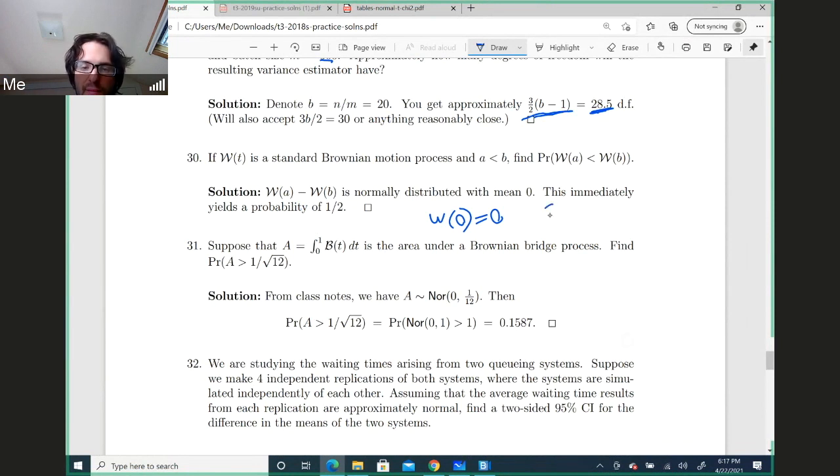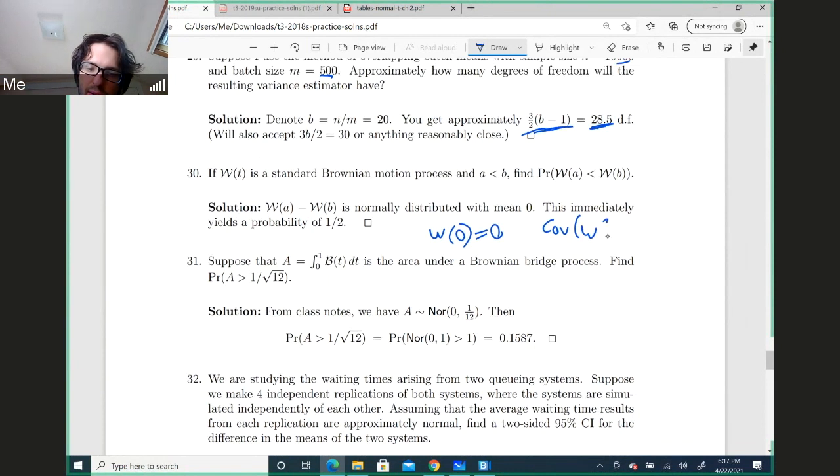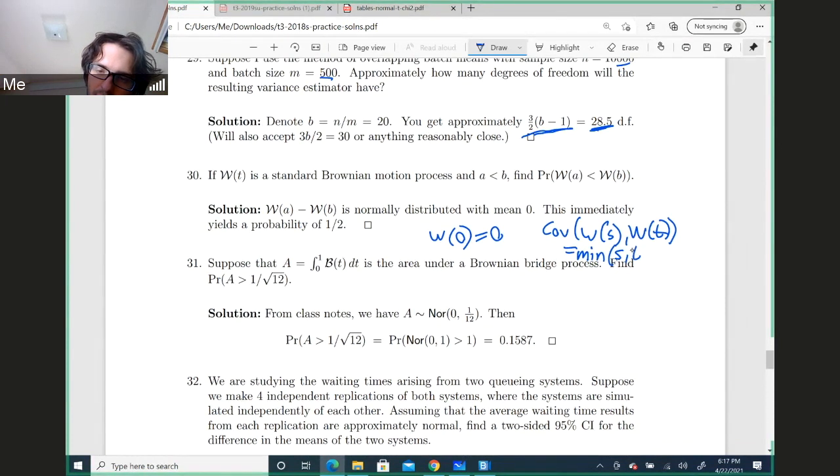It had things like covariance of W of S, comma, W of T is equal to the minimum of S, comma, T. And there's a whole bunch of other properties. It's quite possible that one of the test questions will be something like, which one of these properties is not a property of Brownian motion? And in that case, it'll be very helpful.